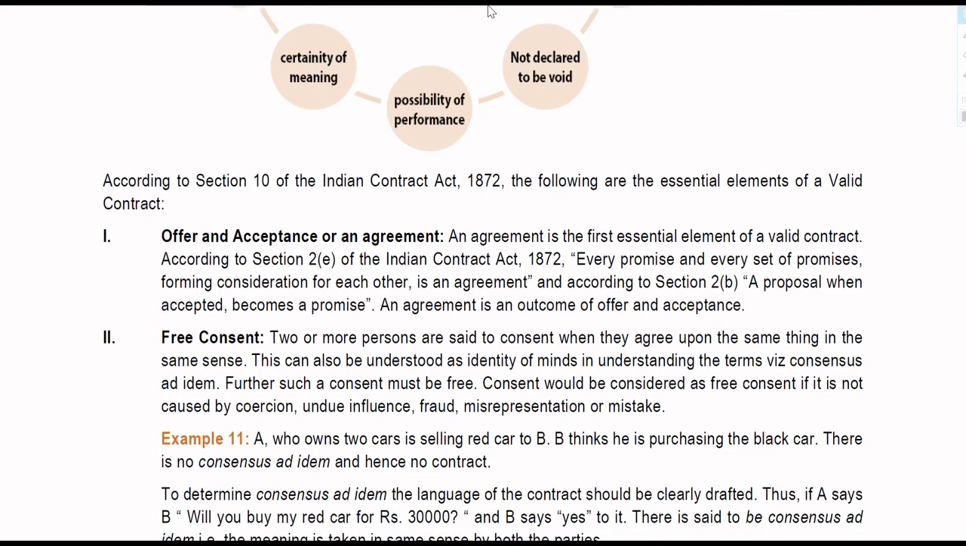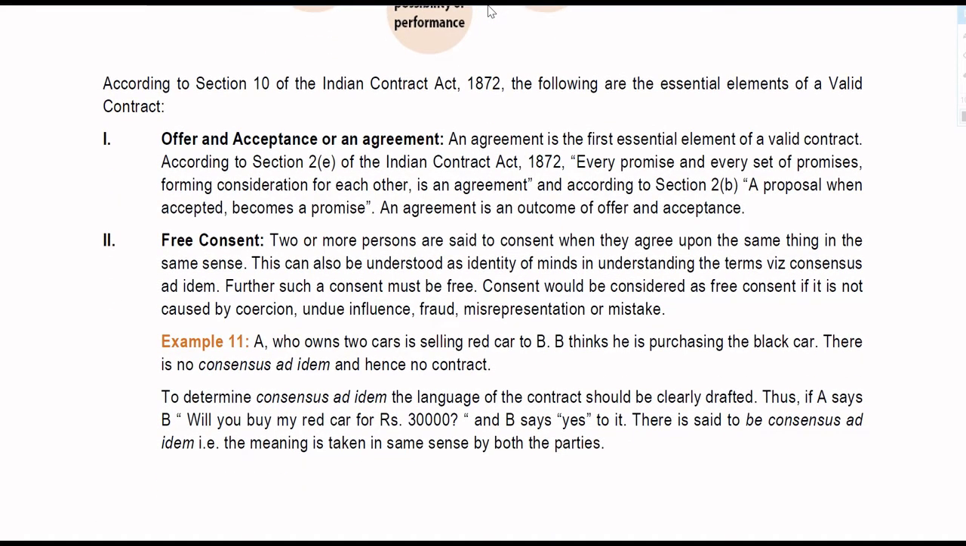Second point, free consent. Two or more persons are said to consent when they agree upon the same thing in the same sense.